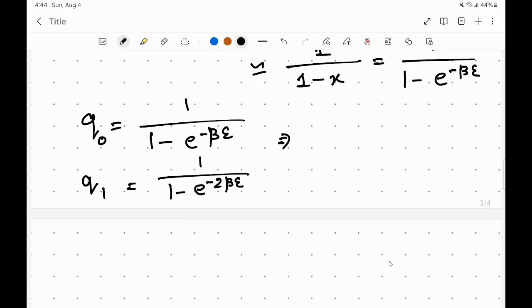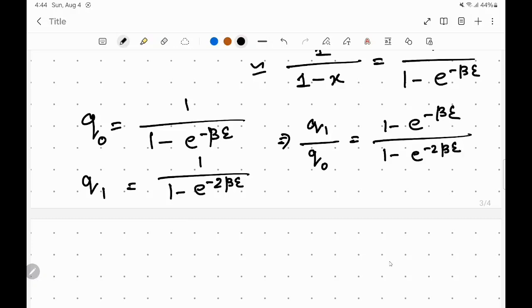Yes. Okay. So now you have to take the ratio Q1 by Q0. It is 1 minus e to the power minus beta epsilon divided by 1 minus e to the power minus 2 beta epsilon. So this is the change.